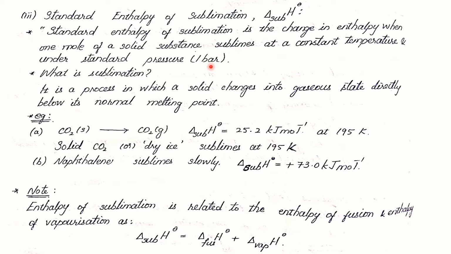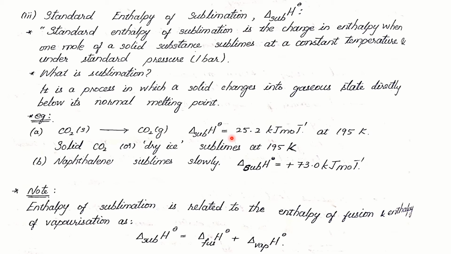For example, the standard enthalpy of sublimation for the conversion of 1 mole of carbon dioxide in the solid state to 1 mole of carbon dioxide in the gaseous state is 25.2 kilojoules, at 195 Kelvin and at 1 bar pressure. This means that the change in energy accompanying the direct conversion of 1 mole of solid carbon dioxide to gaseous state is equal to 25.2 kilojoules.